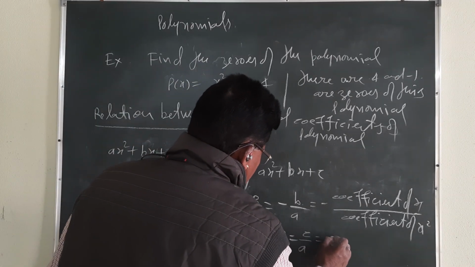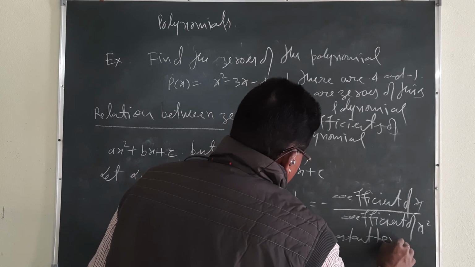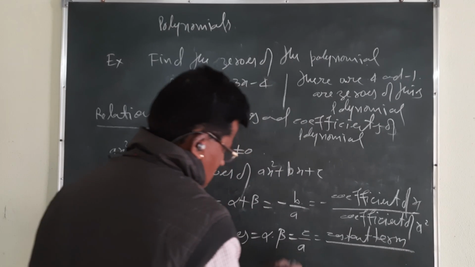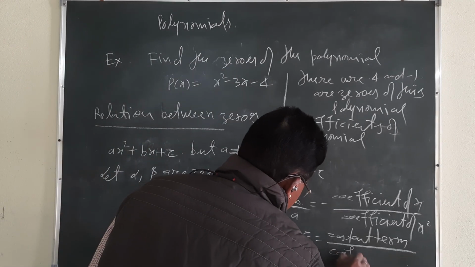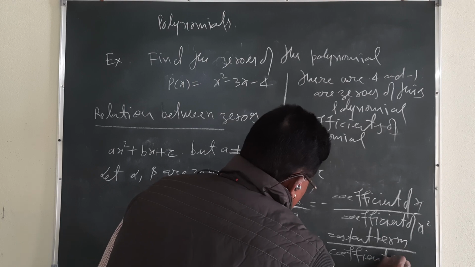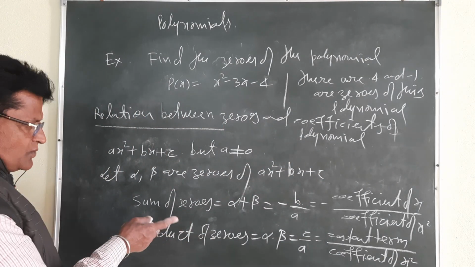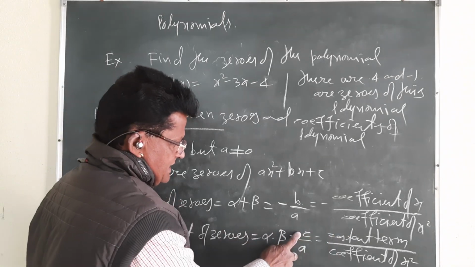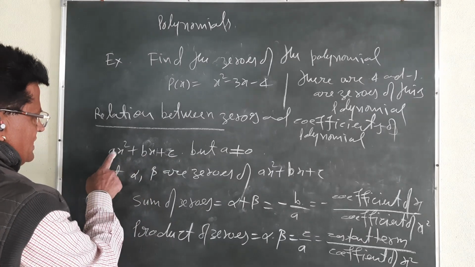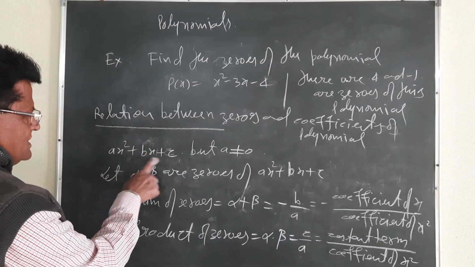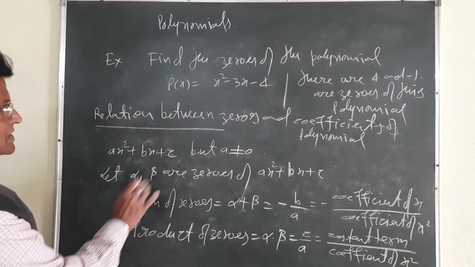C upon a, how do you write? Constant term is c, and a is the coefficient of x square. Once again you see, my dear student, constant term, that is c, upon coefficient of x square. Constant term is c, coefficient of x square is a, coefficient of x is b. That is why this is the formula I have discussed with you.